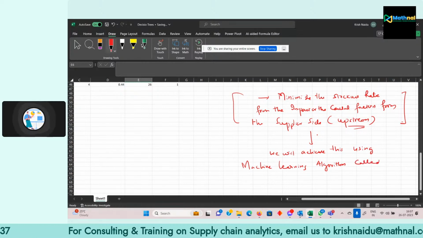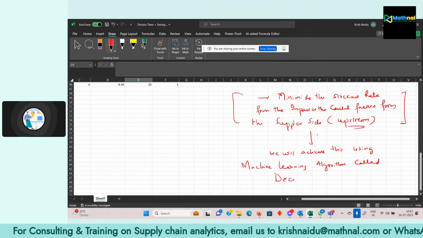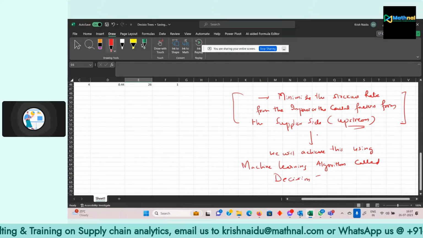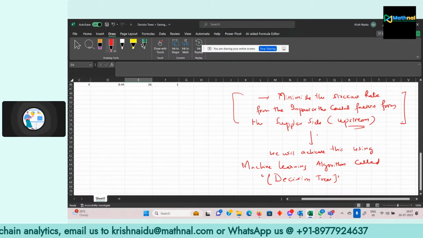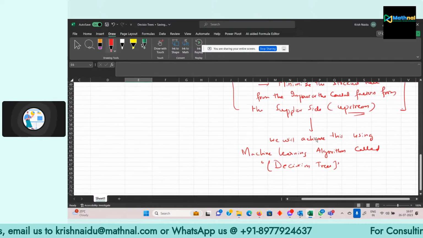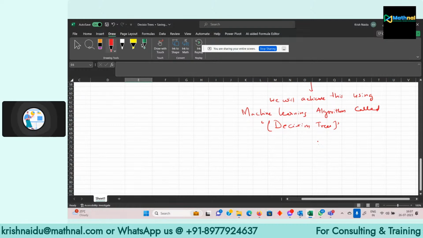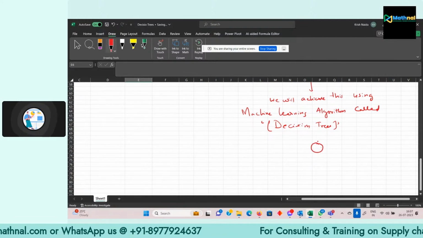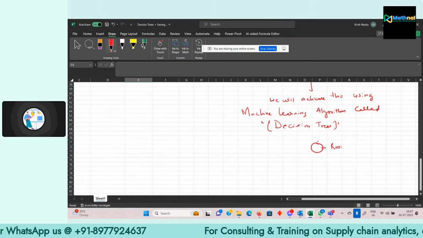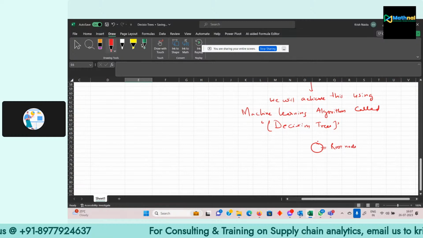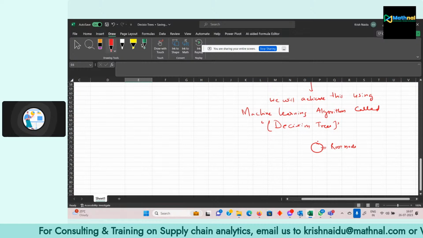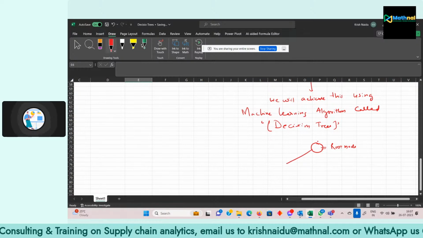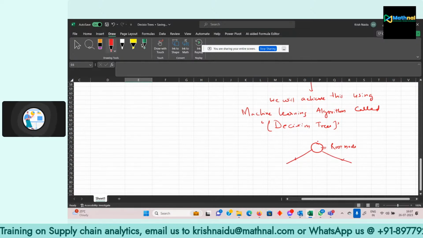The algorithm is called decision trees. There are various machine learning algorithms available, but today our focus will be decision trees. You might have heard of it. Suppose this is my node, called the root node. There is a way to build a decision tree based upon a statistical parameter. So there's a root node: whether we have a stock out or not.